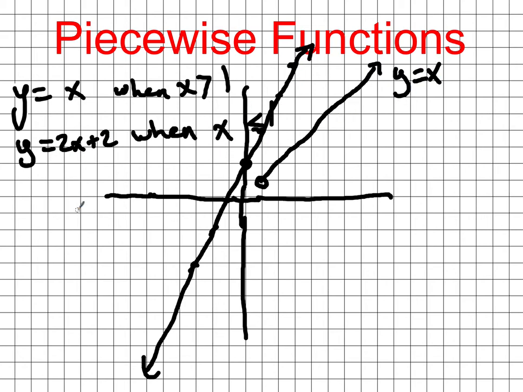Now this other line, y equals 2x plus 2, we're only going to graph that when x is less than or equal to 1. So here at 1, I'm going to erase all this stuff up here. I only graph it when x is less than or equal to 1, and that's a closed circle because when x equals 1, we use this graph. So this, what I've drawn right here, this crazy looking graph, is a piecewise function. And that's going to be really useful for graphing absolute value functions.